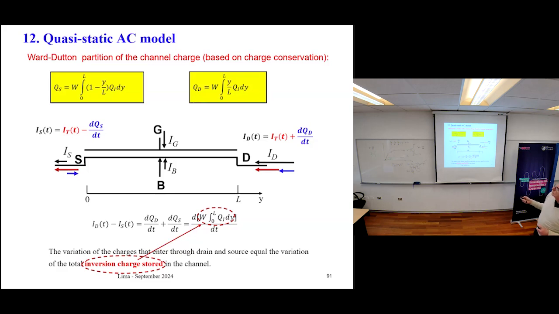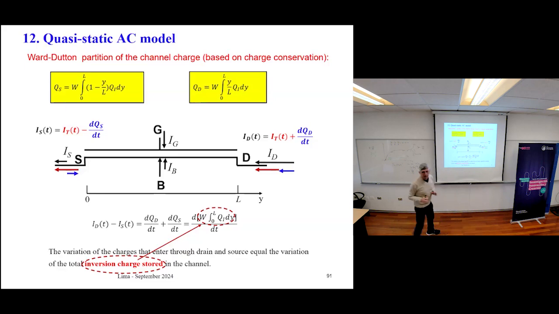Well, the charge associated with the source is given by this expression. And the charge associated with the drain is given by this expression. You see that if you add the two charges, you have the total charge in the channel.